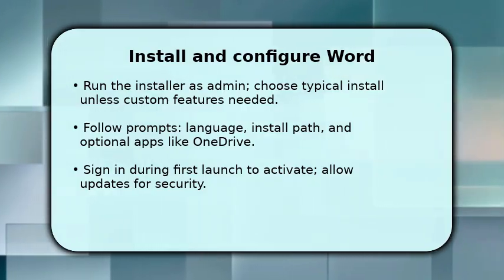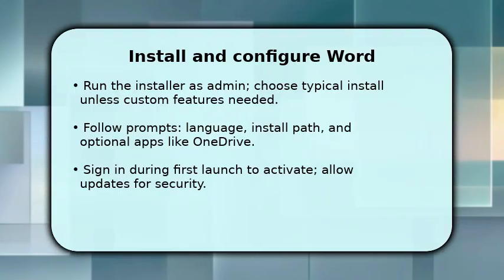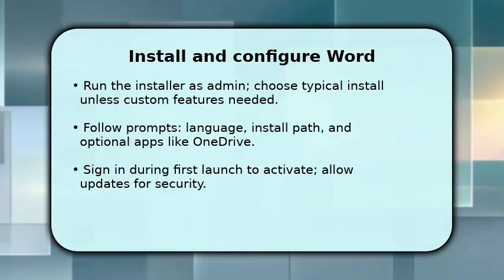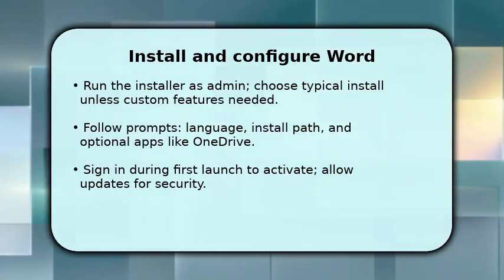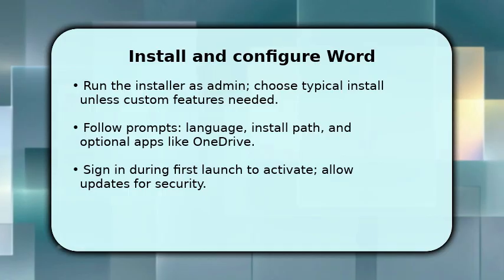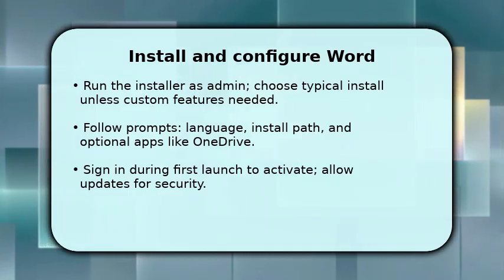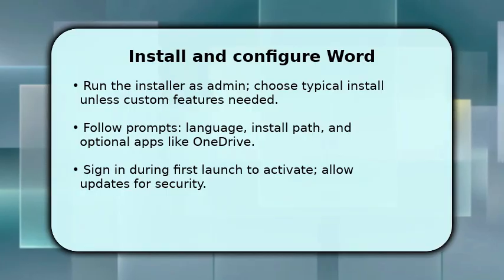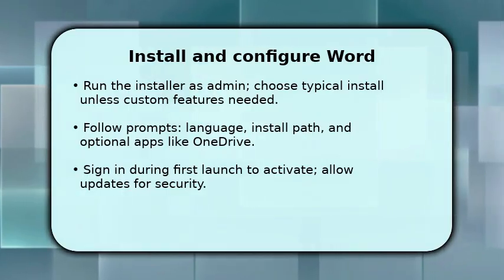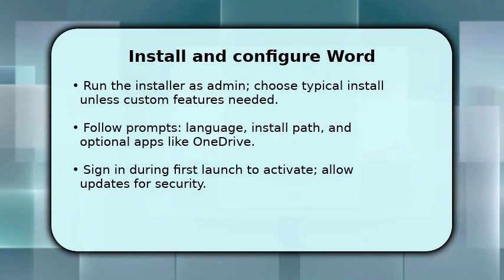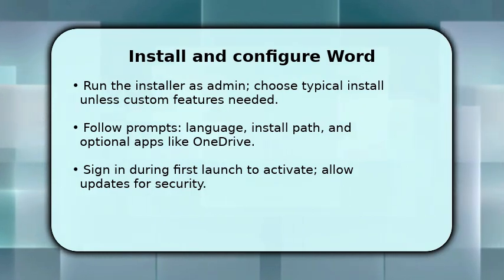Once installed, launch Word. You will be prompted to sign in so the app can activate your license and sync settings. Make sure to enable automatic updates and OneDrive integration if you want cloud saves. This reduces version conflicts and keeps templates current. If prompted, restart the system to finalize drivers and integrations.